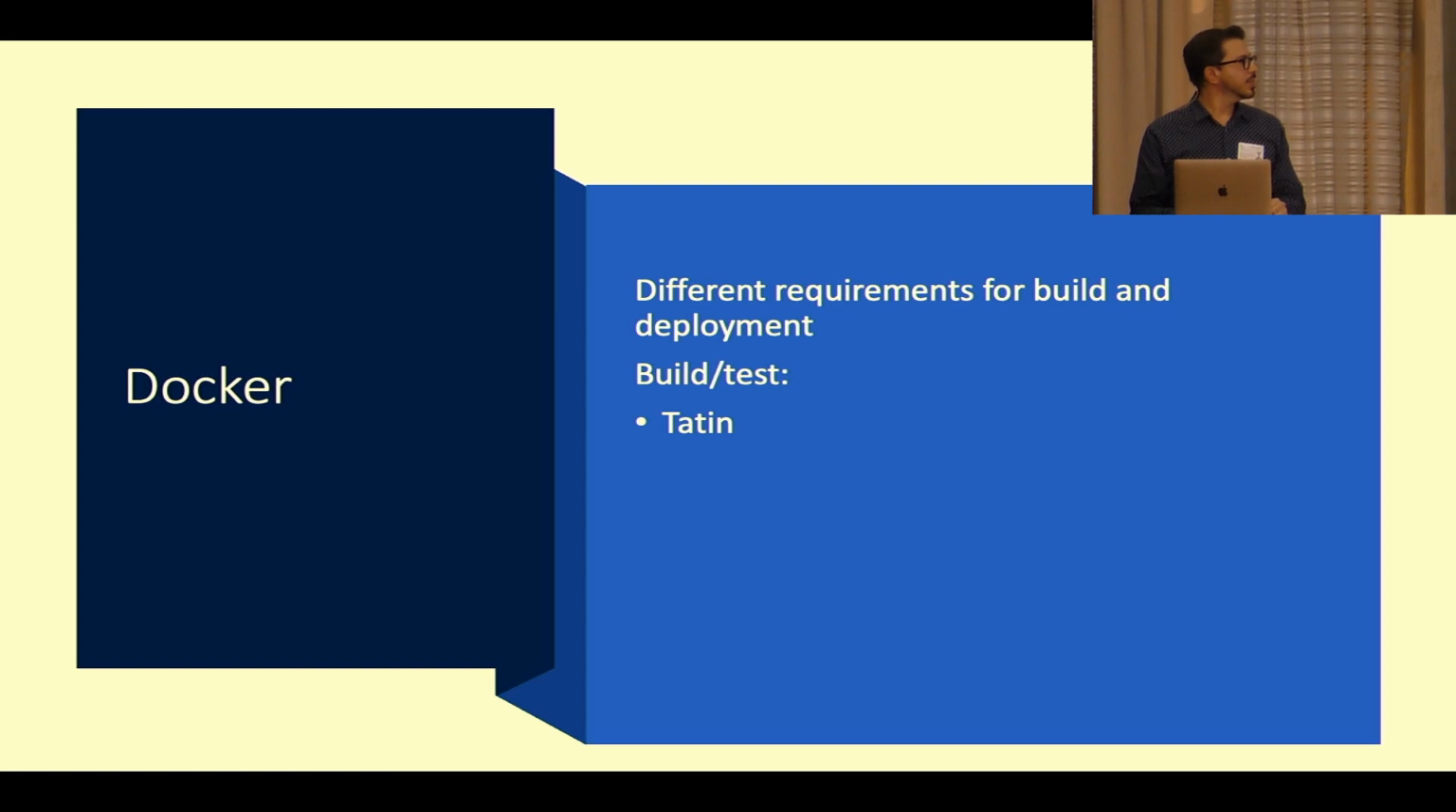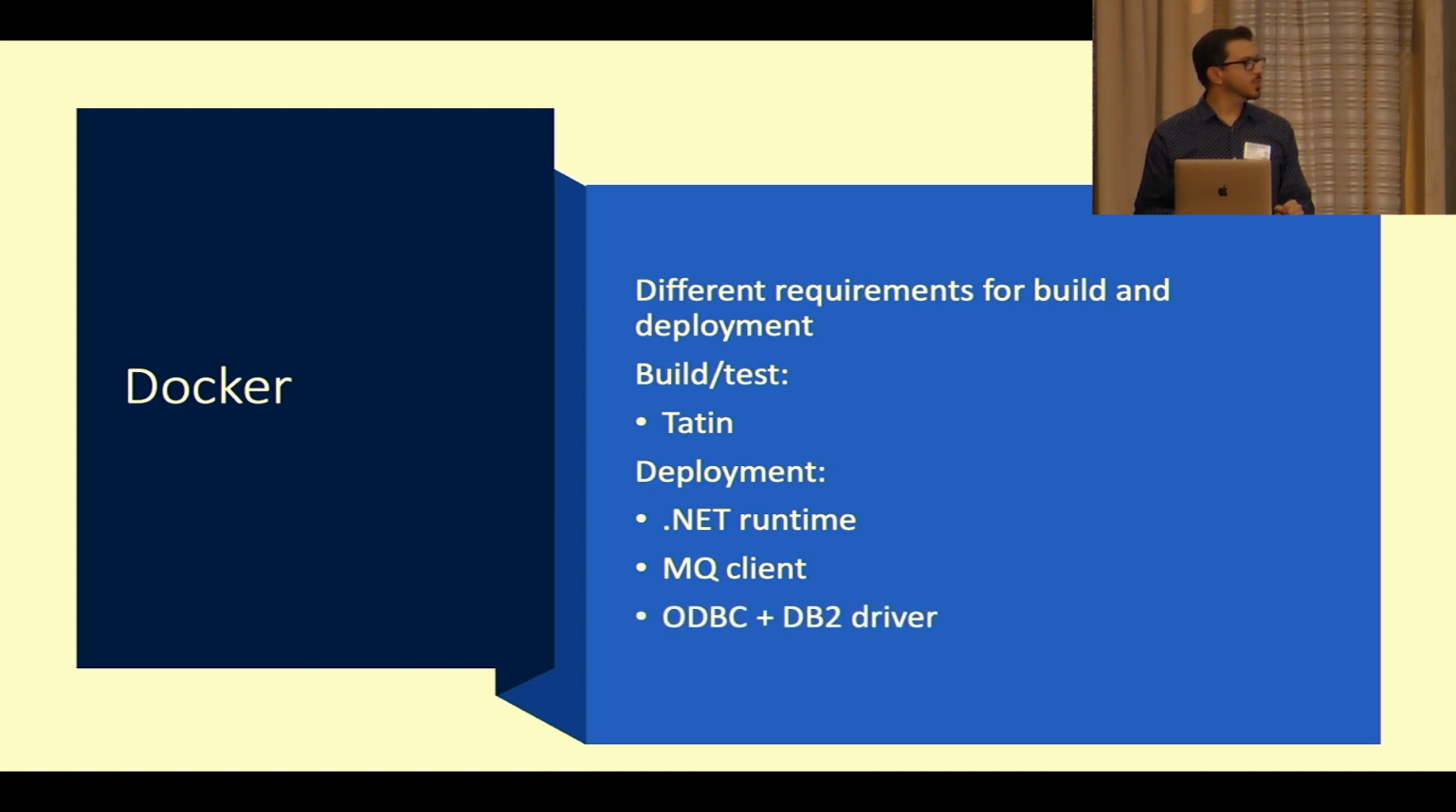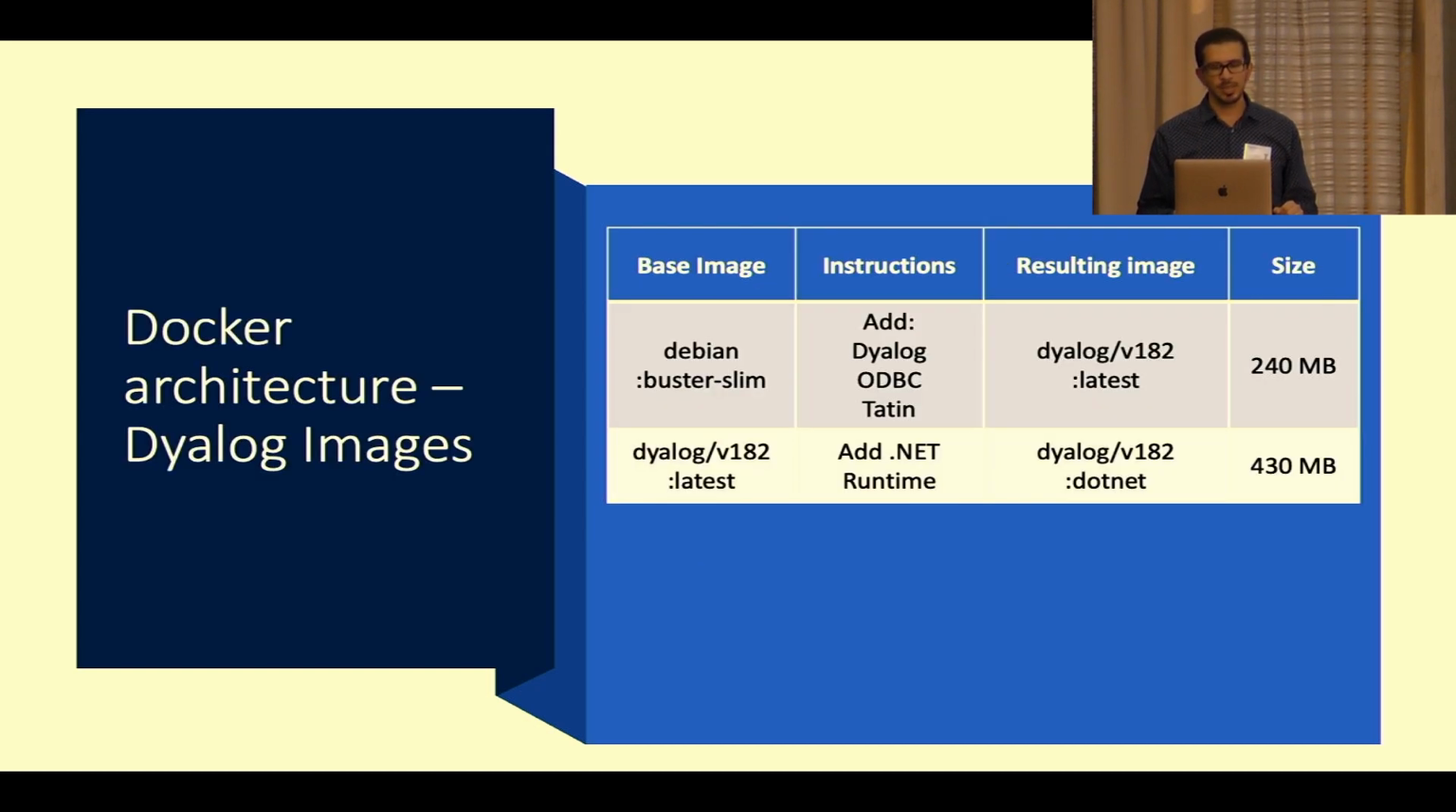And to build that, we rely on Tatin, because we use some packages. And when it actually comes to deployment, we might have other requirements. So we will need the .NET runtime in some services, the MQ client for the integration points, and the DB2 driver for database access. So using the Dyalog containers as a basis, we created our own Dyalog images, which contain the components that we require in our pipeline.